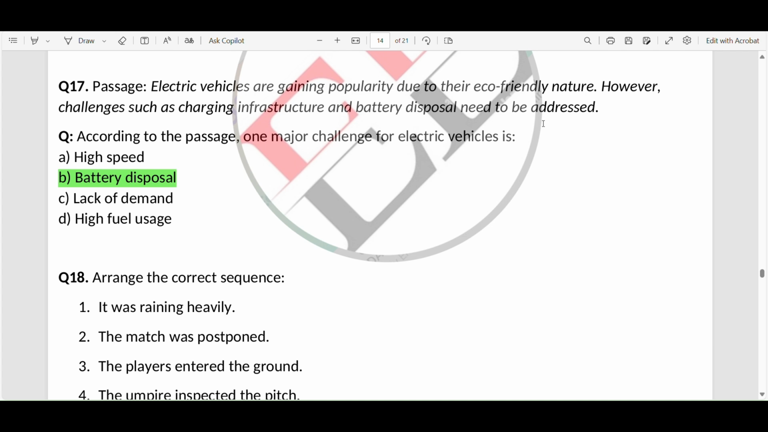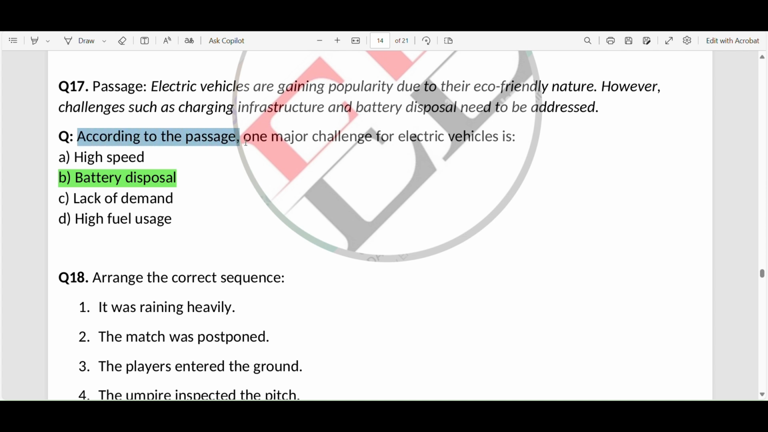The passage is saying that these are gaining much popularity because of no pollution, but there are challenges like charging. We do not have charging everywhere. So let's get into the question.